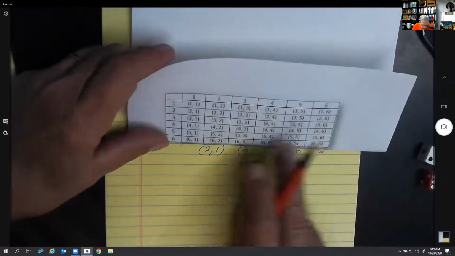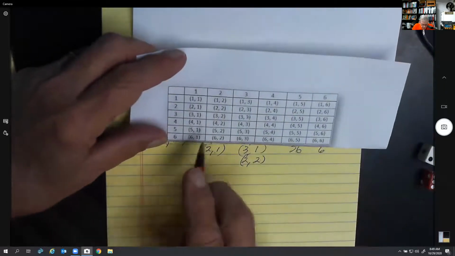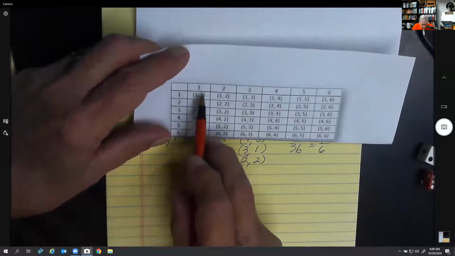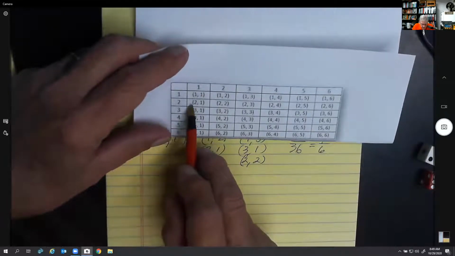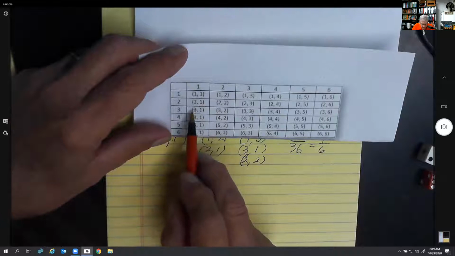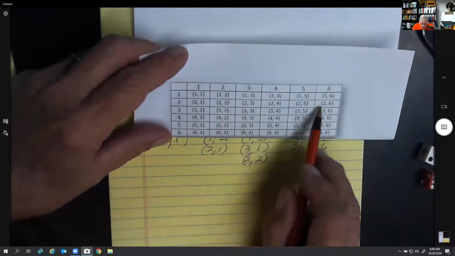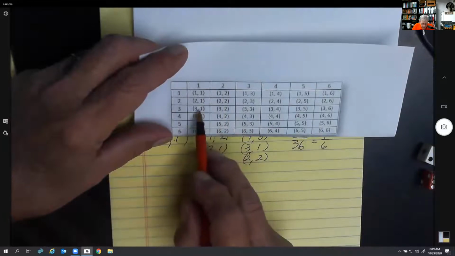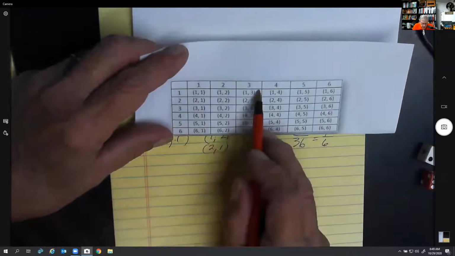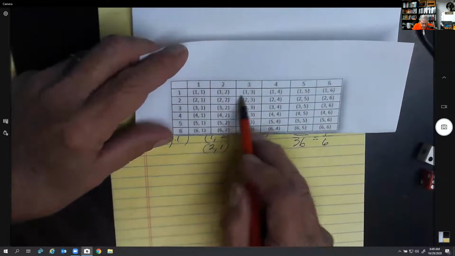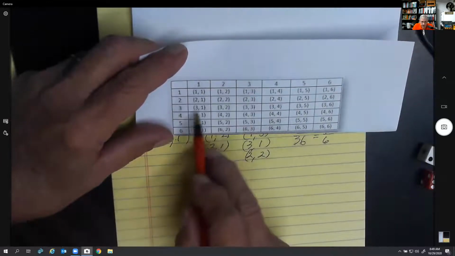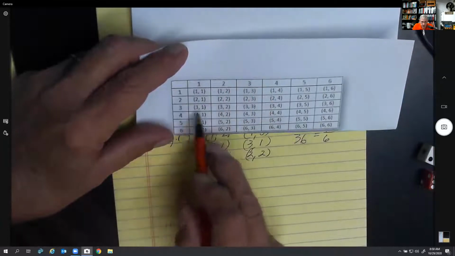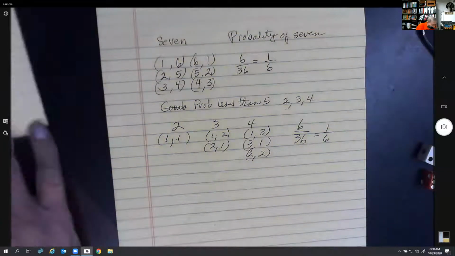So you can kind of see. To roll a 2, it would be a 1 and a 1. A 3 would be 2 and a 1, or a 1 and a 2 right here. And to roll a 4 would be a 3 and a 1, a 2 and a 2, or a 1 and a 3. They're all this combination right here, 6 of them. They kind of form a little triangle right here. Okay.